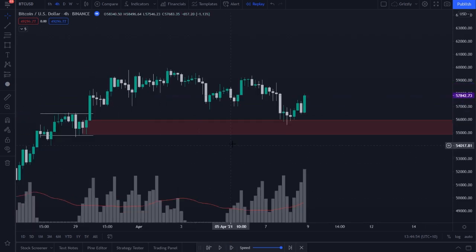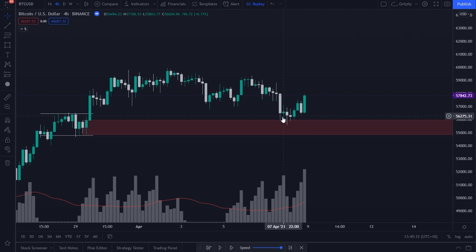So what we can actually see now is when we came back to retest this demand zone, we got a lot of wicks to the downside, which confirms that there was a lot of buyers entering the market in this zone. We had an increase in volume starting to increase over time. So this gives us a pretty good indication that there is a lot of buyers in this area.